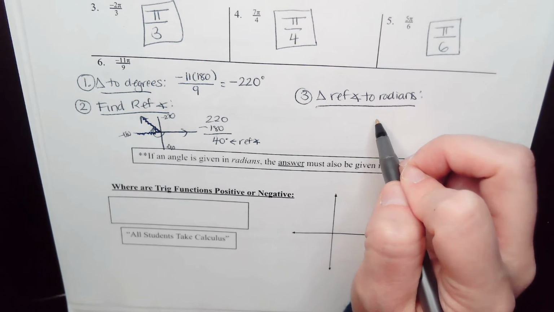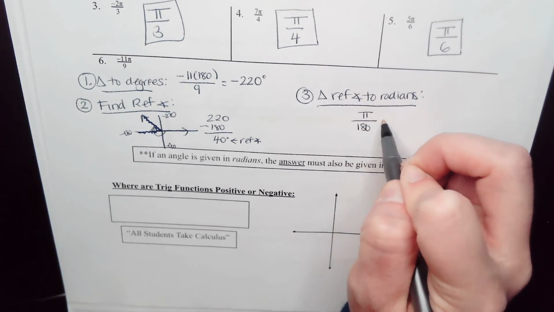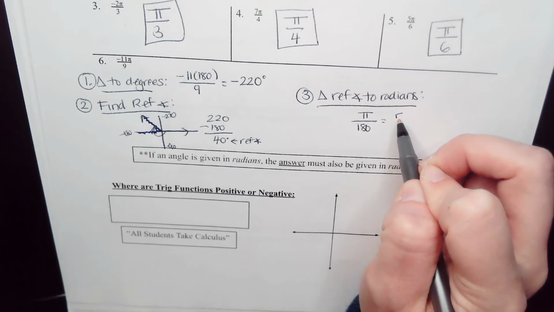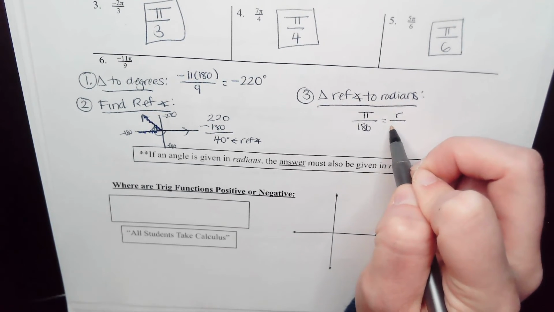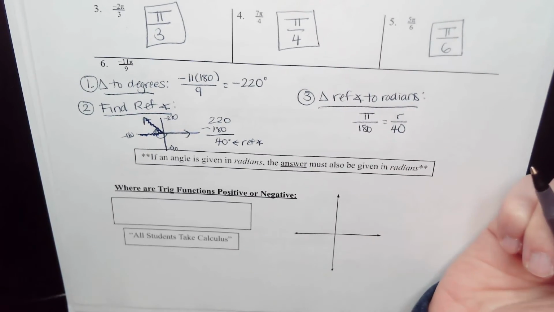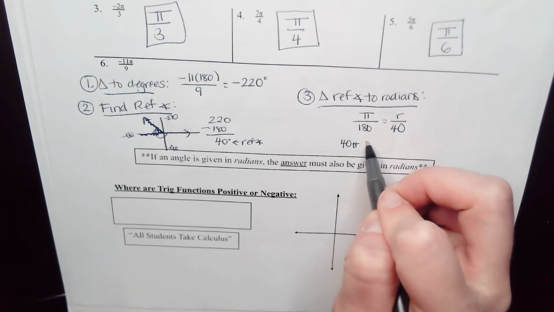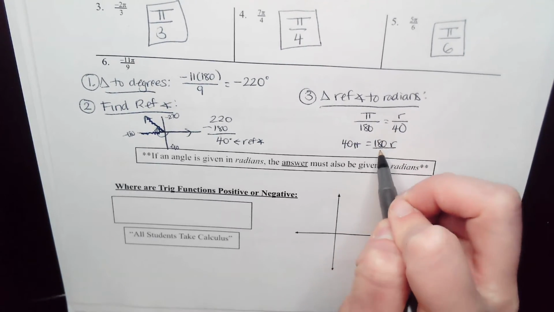So we're going to use our proportion to do that. Our proportion we need to memorize is pi over 180 equals radians over degrees. My degrees here is 40, and you could call that x or r, it doesn't matter. Now we're going to cross multiply. So 40 times pi equals 180 times r.